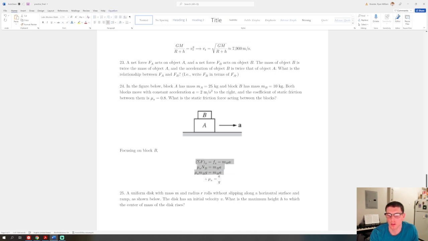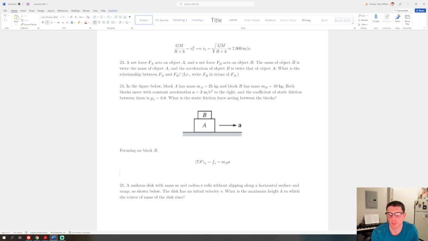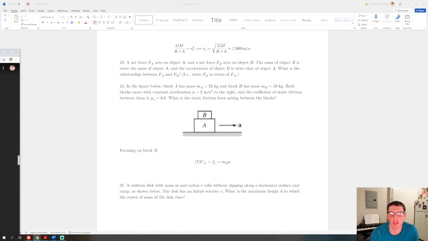Oh wait, we want the, oh Jesus, we want the force. I'm sorry, I'm making this way more complicated than it needs to be. It seems like we don't even need the coefficient. Is it really just multiplying the mass times the acceleration? Is that what we're supposed to do here? I think it is. I think it's just multiplying the mass times the acceleration.